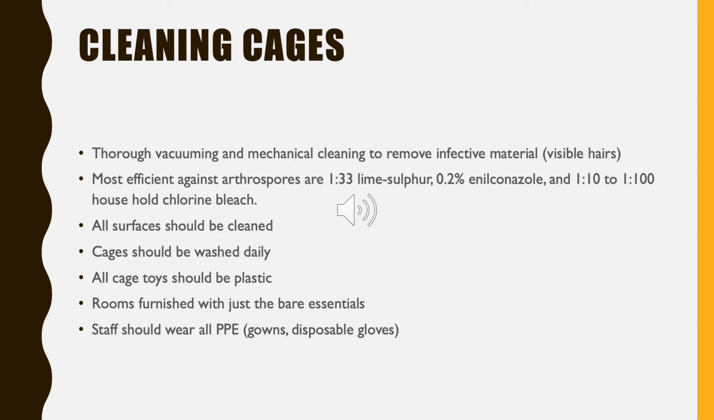All surfaces should be cleaned with a 1:33 lime-sulfur ratio on the infected animal and a 1:10 to 1:100 household bleach for cages. Cages must be washed daily as well as toys. Any toys not able to be washed should be discarded. All surfaces should be cleaned 3 times with clean rags. Bleach, Axle can be used and is very effective on pre-cleaned surfaces.